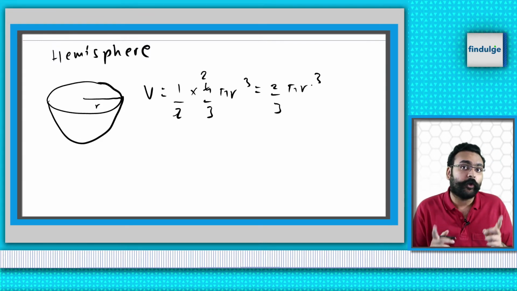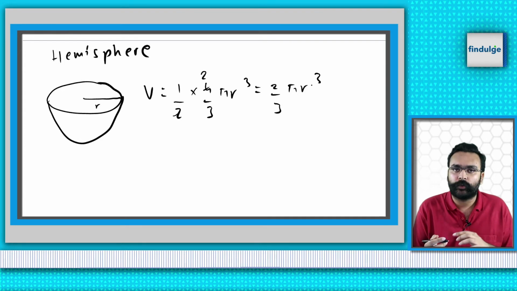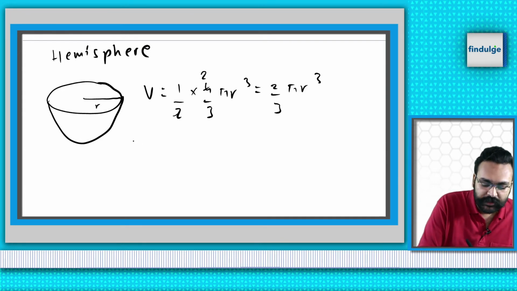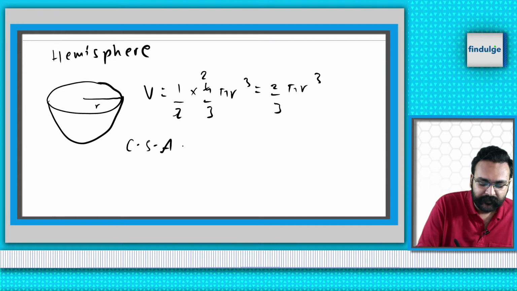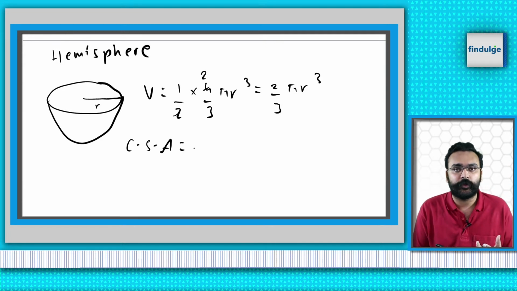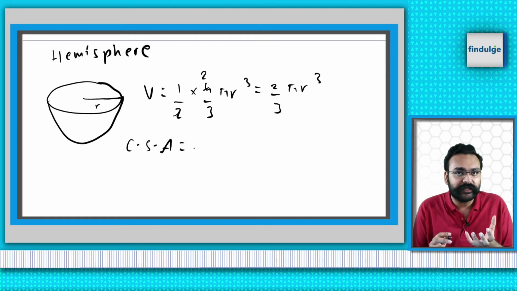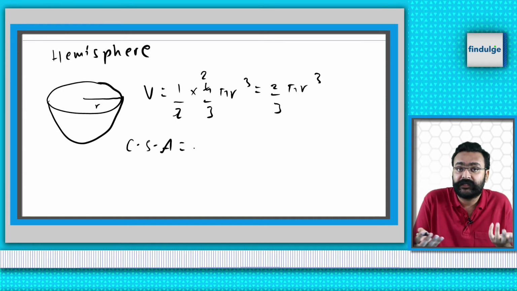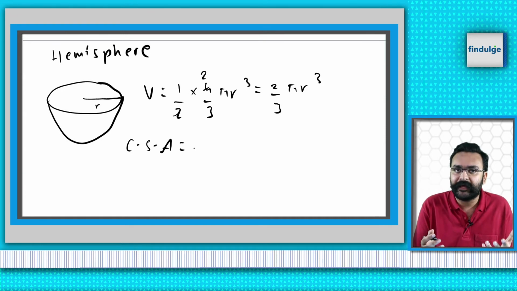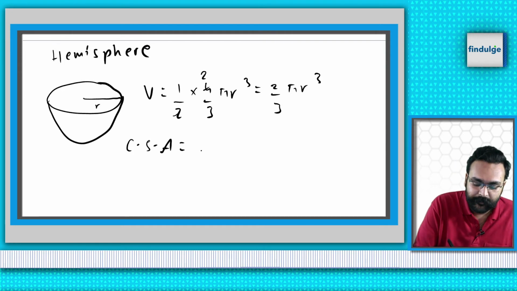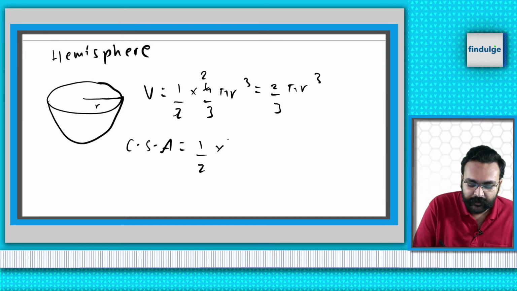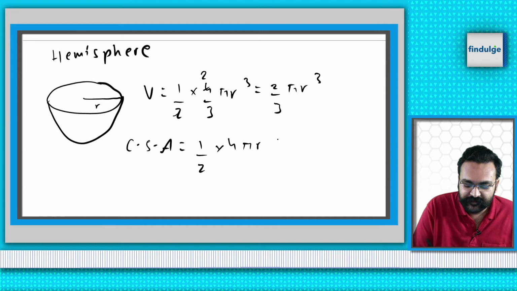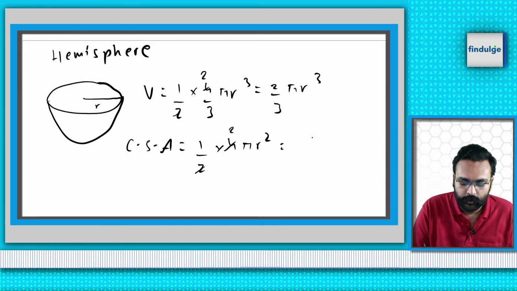Now the hemisphere will also have a curved surface area and a total surface area. The logic of the curved surface area is the same as the logic of the volume. The curved part of the hemisphere is literally half the curved part of the sphere, but the curved part of the sphere is just the total area of the sphere. So it will again be half into the curved surface area of the sphere, which is 4 pi r square, or 2 pi r square.